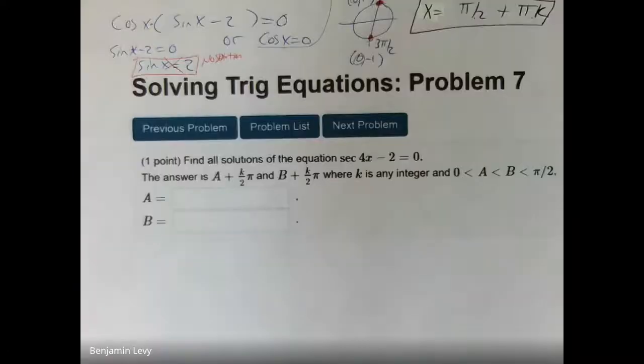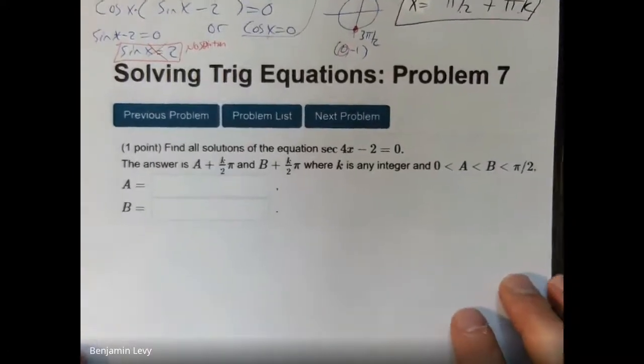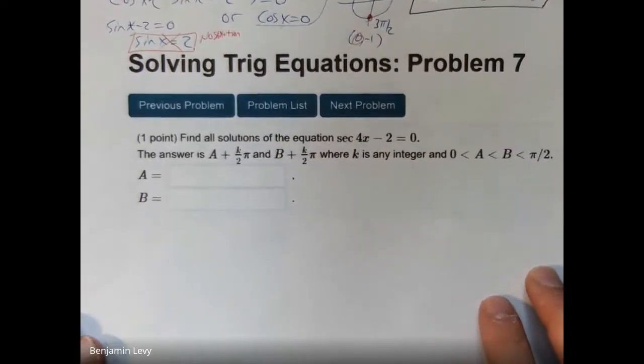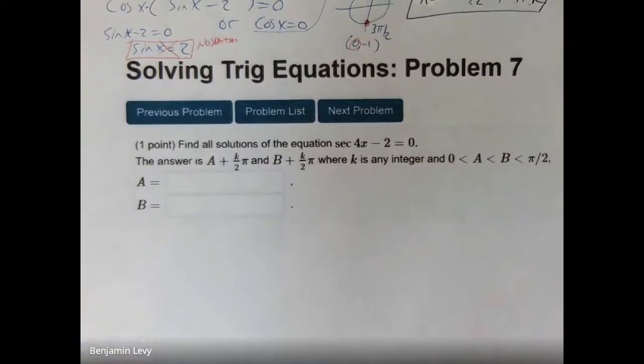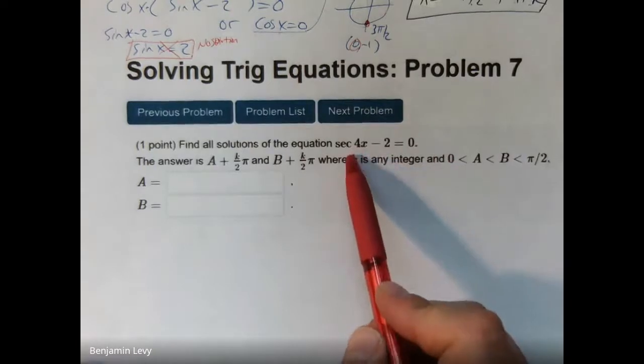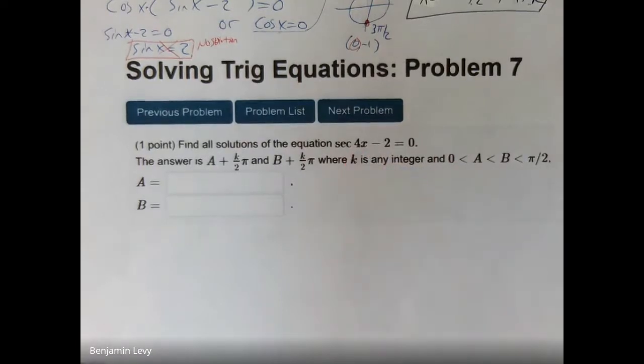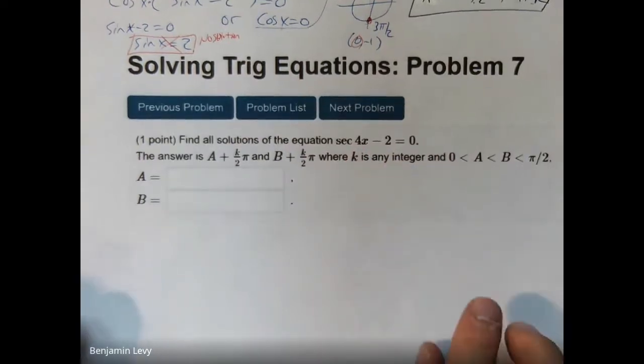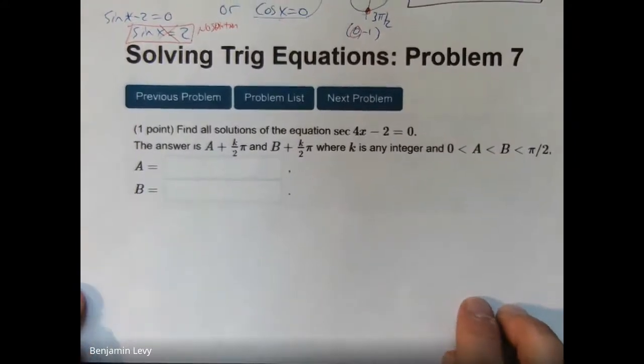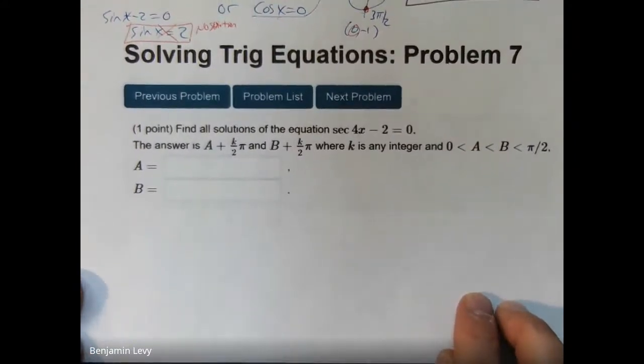We can look at this one too. This is the other one that was asked prior to class, the solving trig equations 1. And it's secant of 4x minus 2 equals 0. I remember doing this one previously in class. This is definitely the hardest question in the homework set. I'm going to do a slightly different question. I'm not going to ask one this hard, but I might ask one that looks like this.